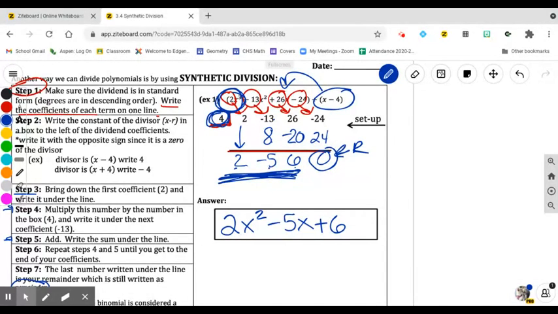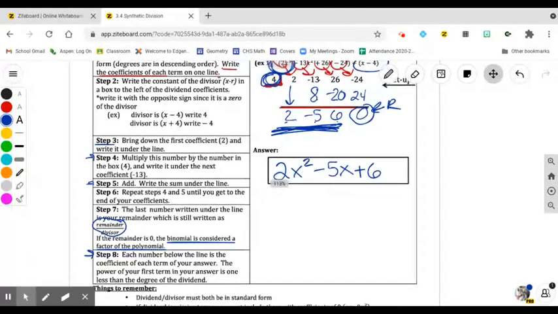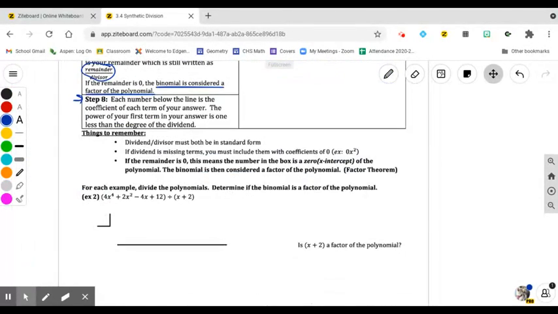These become the coefficients of your answer. So this is kind of tricky at first, but I promise the more we do it, it gets so much easier and you're going to like it more than you like long division. I put some bullets of some things to remember that we can come back and revisit. But if it's missing terms, just like in long division, you have to include a 0, just like we did before.